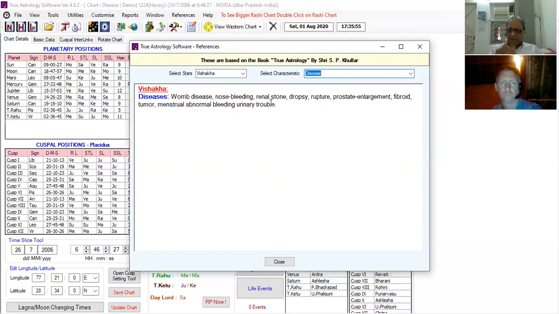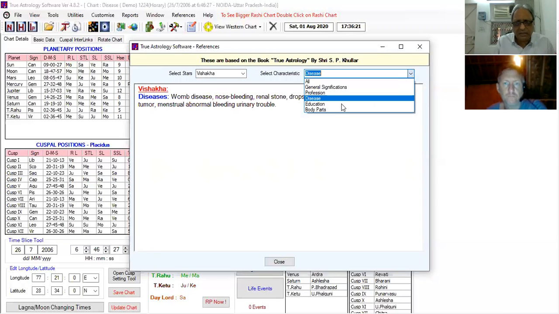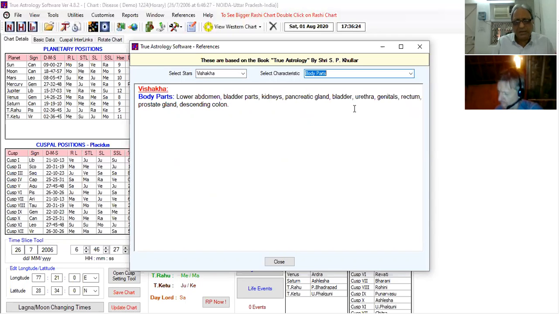The first point is that Vishakha nakshatra is rising on the ascendant. Number two, note down the body parts and diseases given by Vishakha. See, Vishakha diseases are these; you can write down from here only. Now, I'll check the body parts. What are the body parts given by Vishakha? Lower abdomen, bladder parts, kidney, pancreatic glands, bladder, urethra, genital, rectum. So, third point, note down the diseases given by Vishakha and the part of the body given by Vishakha.